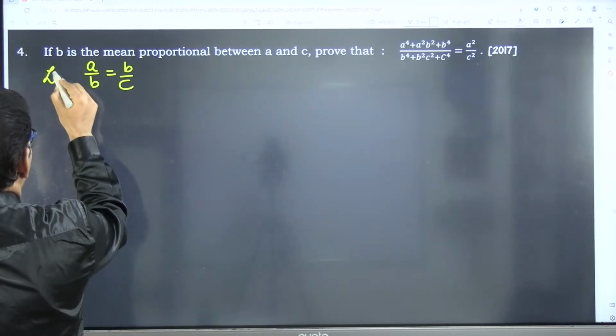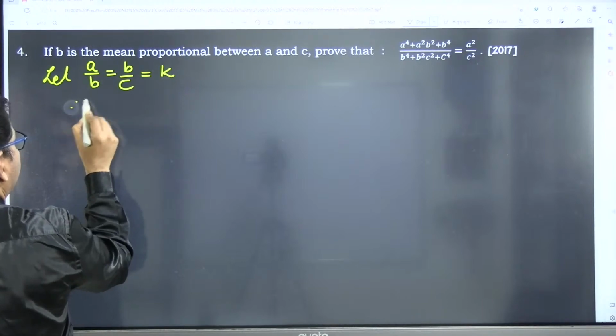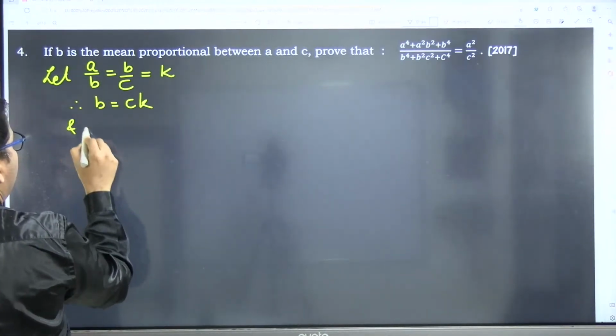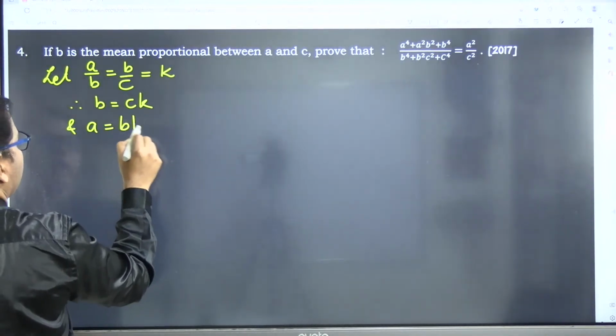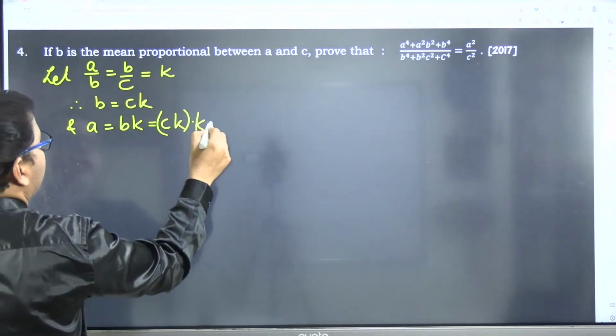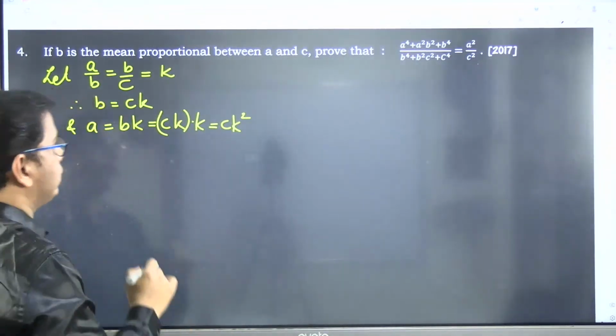I will say let each ratio be equal to K. Therefore, B is equal to what? CK. And A is equal to what? BK. Value of B is CK, so A is CK into K. So A is equal to CK square, just like the previous question.